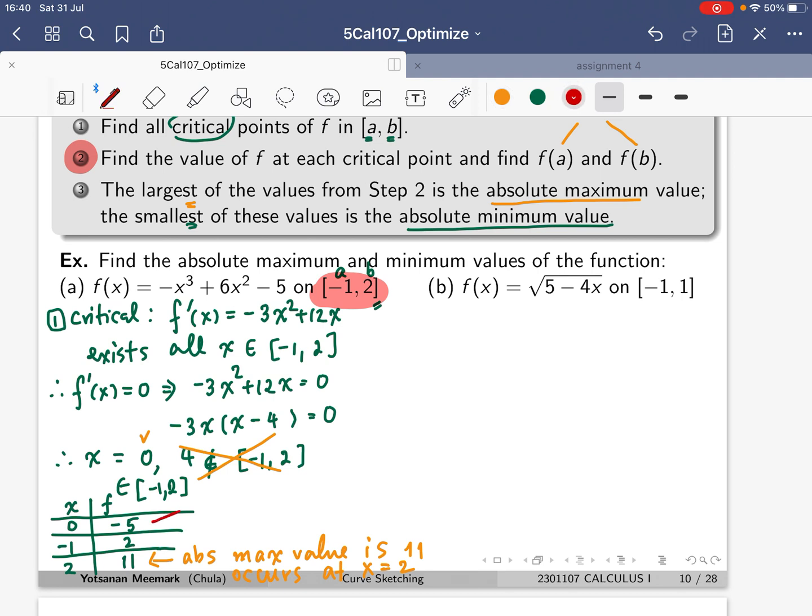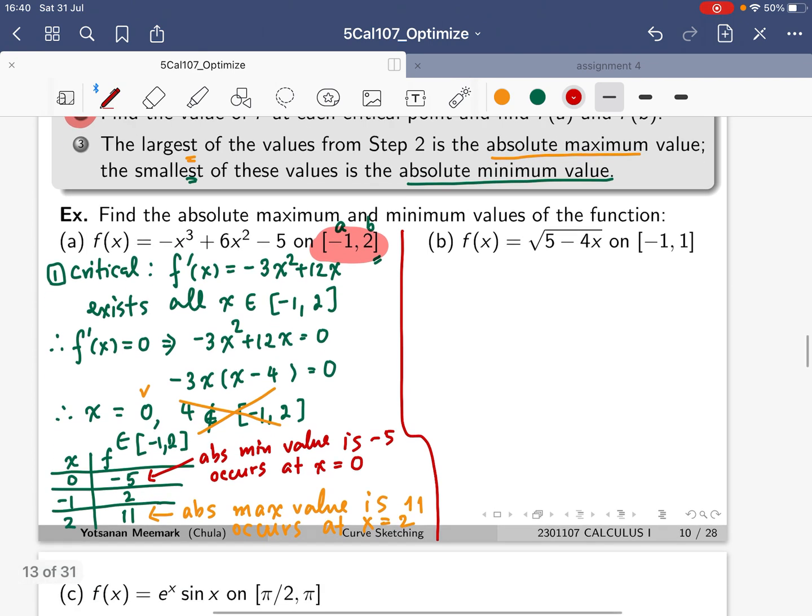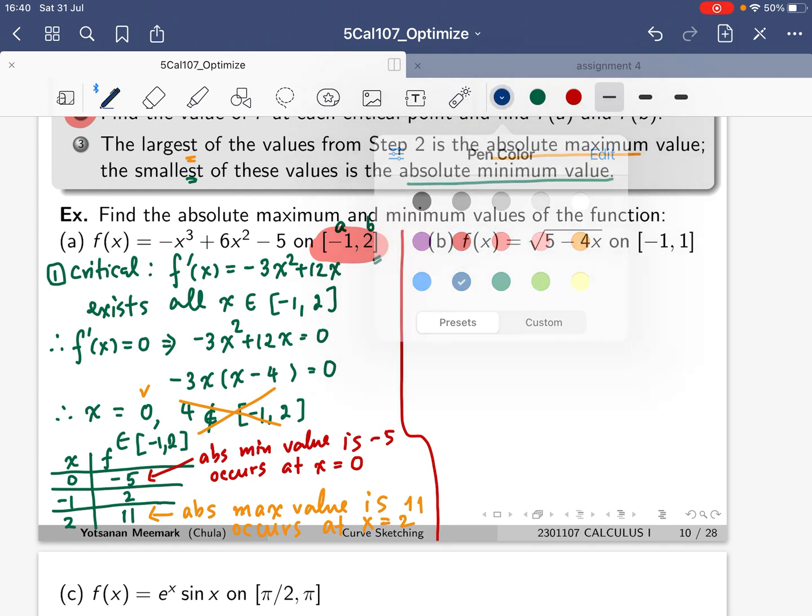But here is the smallest, right? So here is the absolute minimum value, and it is negative 5. It occurs at the point x equals 0. Are we okay? So you need to really be careful about the function value and the place that the function value occurs.